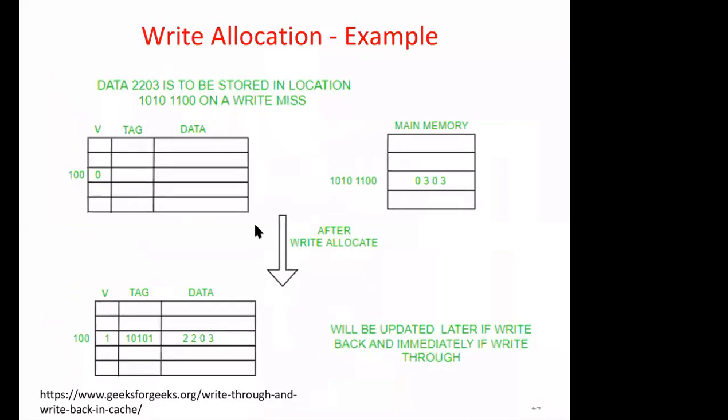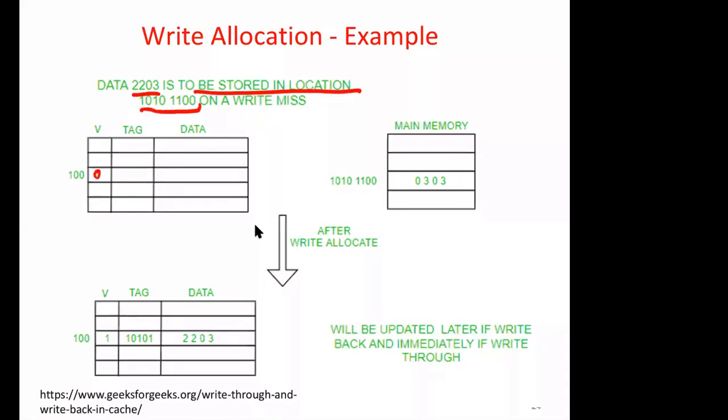All right, so this is an example of write allocation. Data 2203 is to be stored in a location, this location 10101100, and there's a write miss. It means that now the valid bit is 0 here. It means that it does not exist.